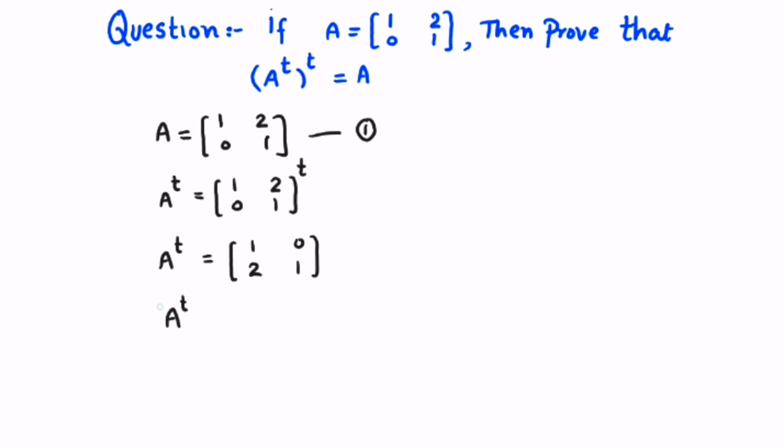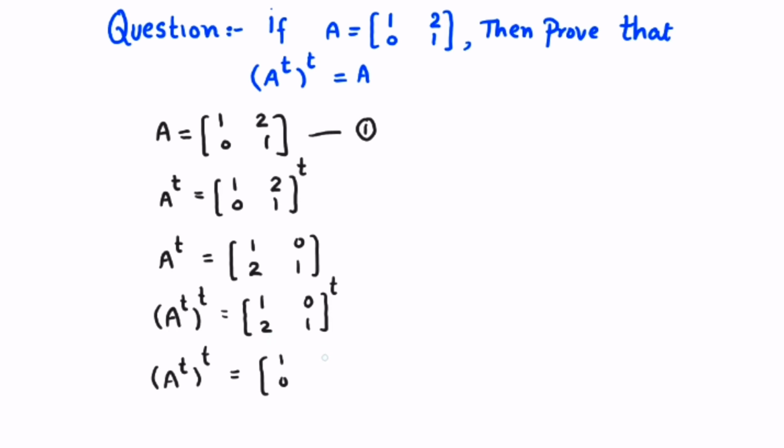So (A transpose) whole transpose will be equal to the transpose of [1 0; 2 1]. (A transpose) whole transpose will be equal to, now again taking transpose, the first row is converted into the first column and the second row is converted into the second column. If we see this matrix, it will be similar to equation 1.